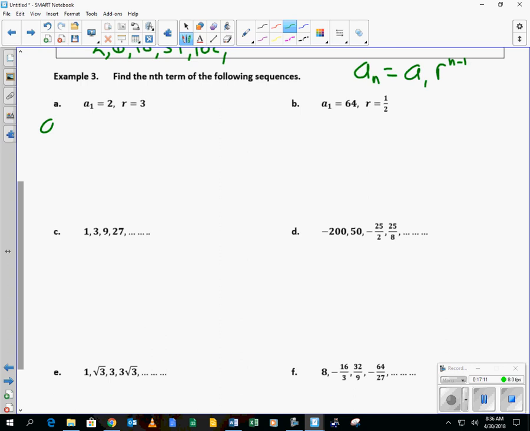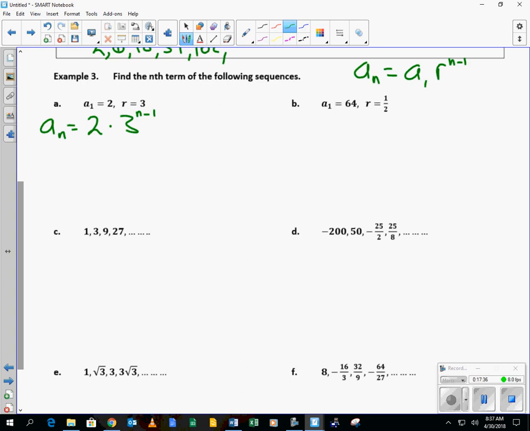a sub n is simply equal to, we take 2 and we multiply it by 3 to the n minus 1. Can I take the 2 times the 3 to get 6, and then 6 to the n minus 1? Nope, totally illegal. Can't do that. But there are other ways to write it, okay? And I'm just going to show you one.